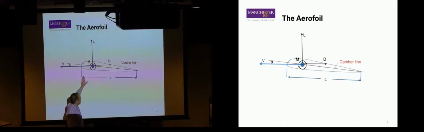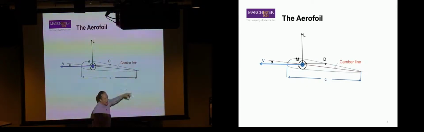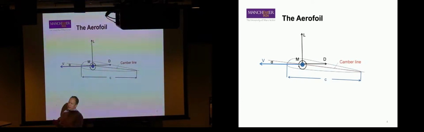The linear distance from the leading edge to the trailing edge is the chord, or little c. Because there's big C's too, but we use little c for chord. The camber line is that midpoint. And it's that curvature of the camber line that defines the basic shape of our aerofoil.